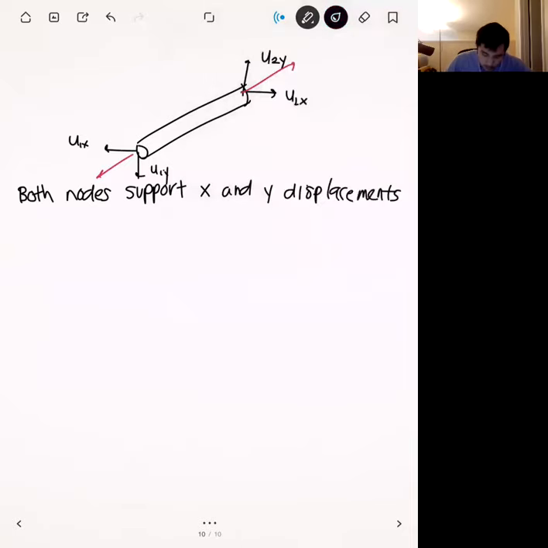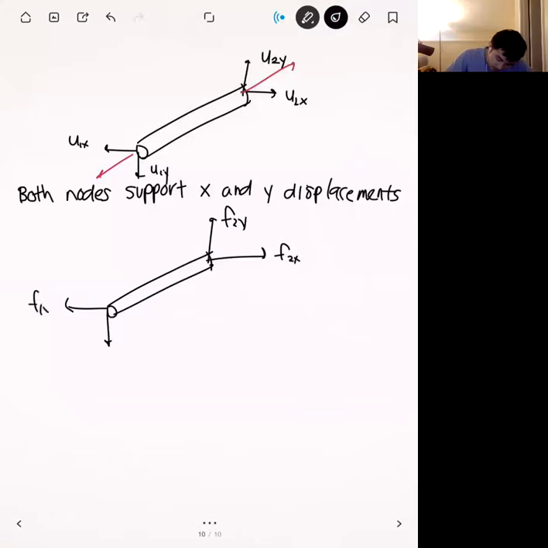Okay. And then causing these displacements are going to be some forces, right? So let me draw the same element, and let me draw the nodal forces. Right. And so for basically each displacement, we're going to have a nodal force associated with it, right? And so we list these as F1x, F1y, F2x, F2y.